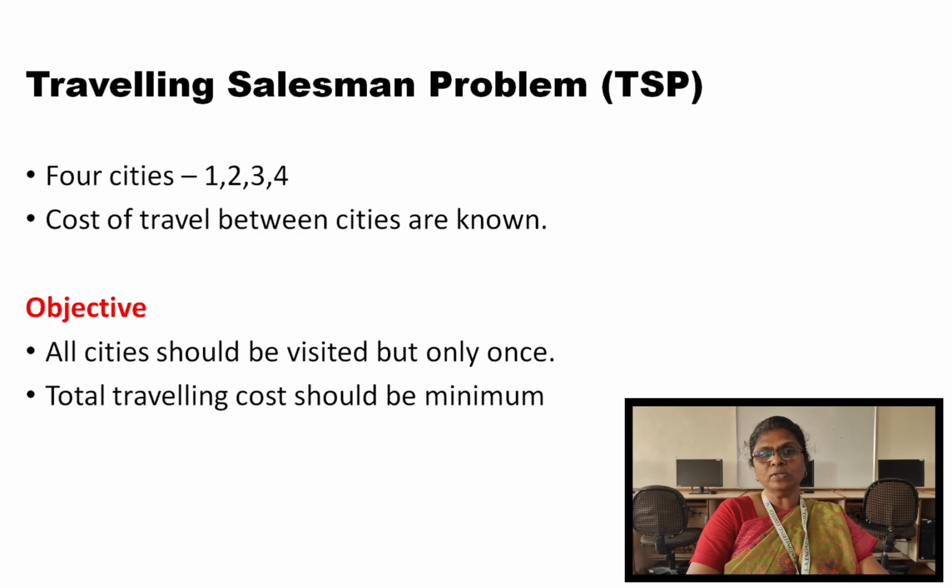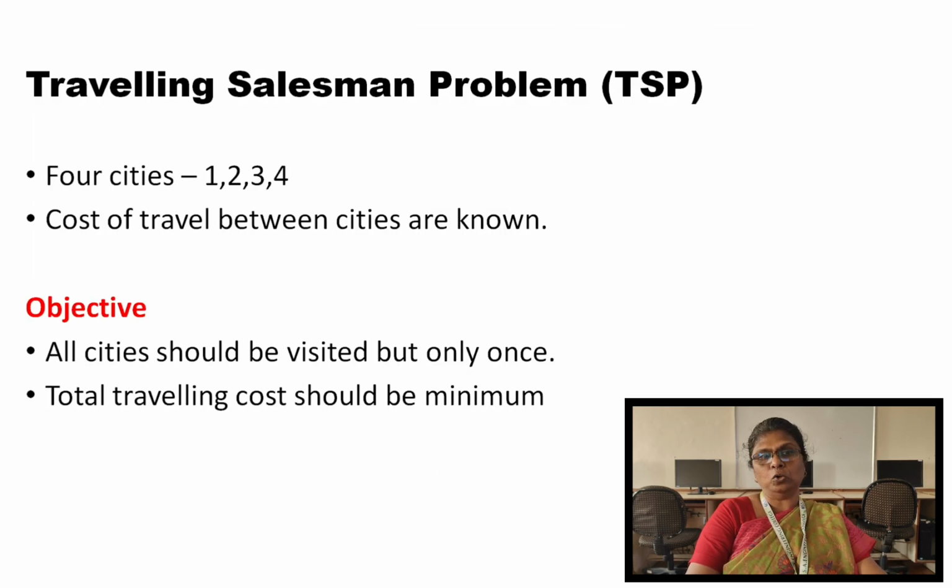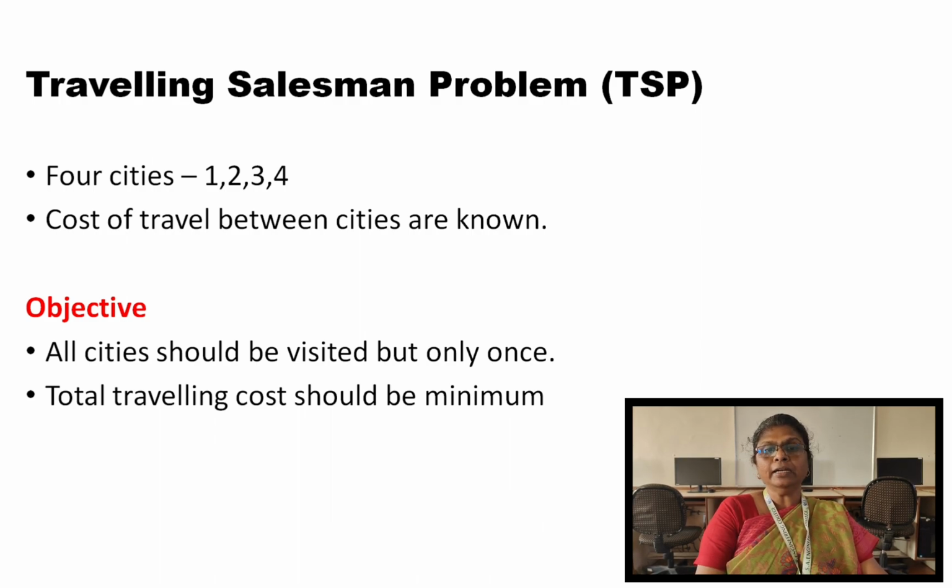We consider 4 cities, cities 1, 2, 3, 4, and we assume that the cost of travel between the cities is known. It is not directional. That means, for example, the cost between 1 and 2 and between 2 and 1 is going to be the same.